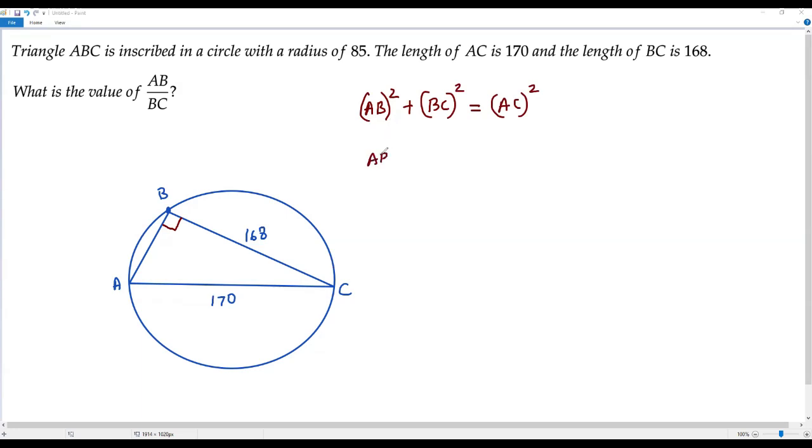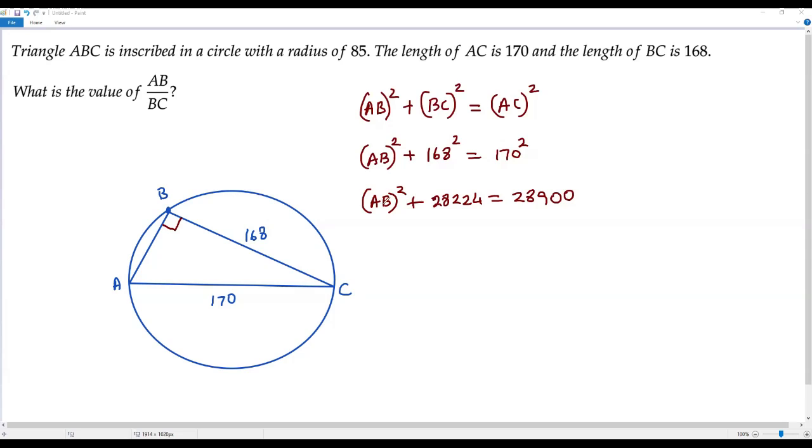Here I do not know the length of AB. That is what I actually have to find, so I'll keep AB as it is. For BC, I know the length is 168, so let me plug in 168 for BC, then it becomes 168 square. For AC also, we know the length is 170, so we plug in 170 for AC and get 170 square. Then AB square plus 168 square equals 170 square. Sorry, it's not equal to, it has to be plus. The evaluation of 168 square is 28,224, and the evaluation of 170 square is 28,900.